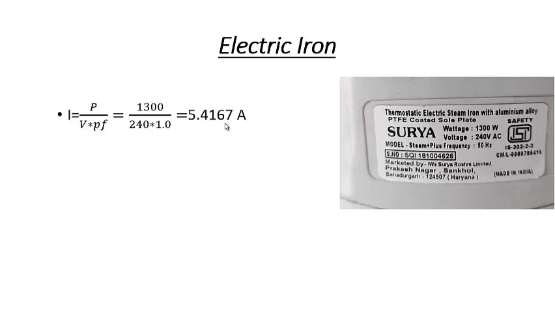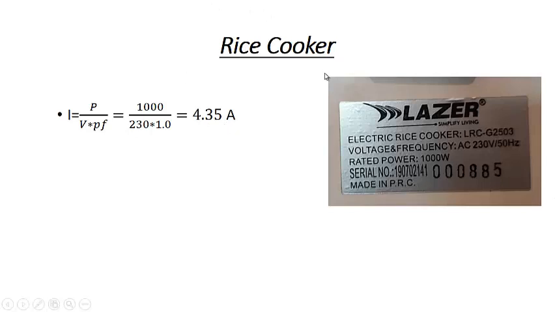This is one electrical appliance that we have at our home. We may have another one, that is a rice cooker. The nameplate of the rice cooker is like this. Its voltage and frequency rating is 230 volt 50 hertz and rated power is 1000 watt. When I calculate its rated current, it comes out to be 4.35 amperes, that is 1000 divided by 230 into 1, where the power factor for a heating load is 1.